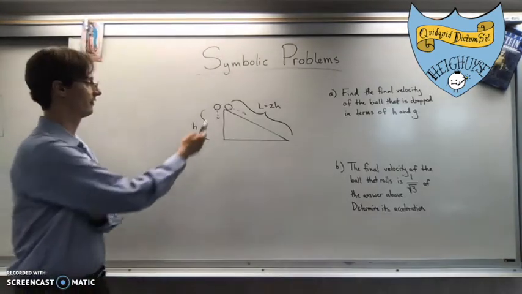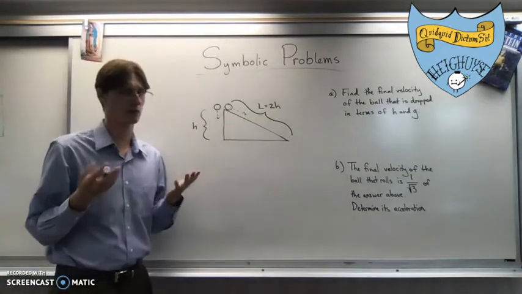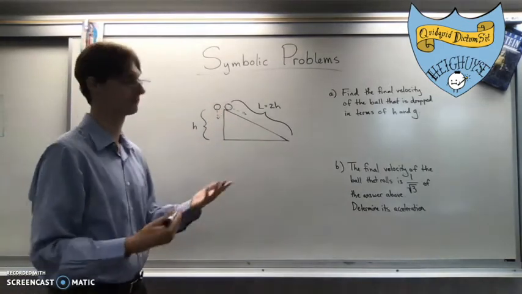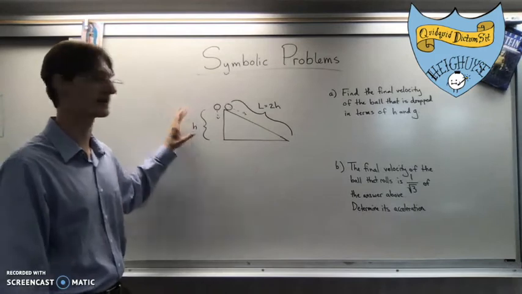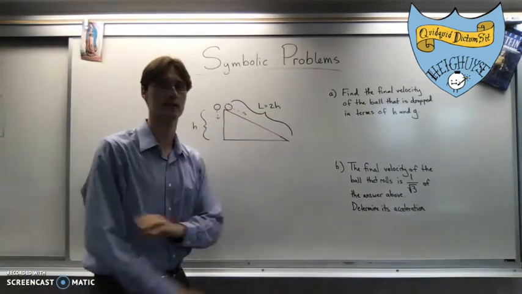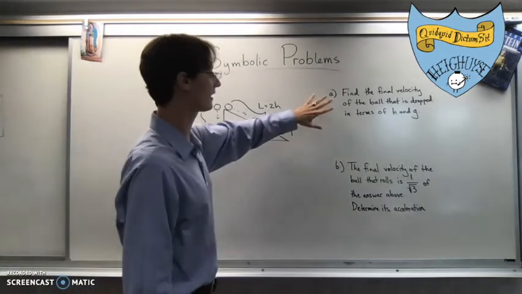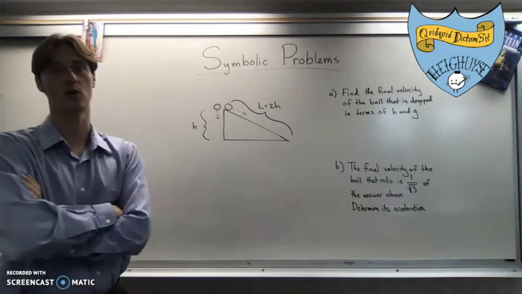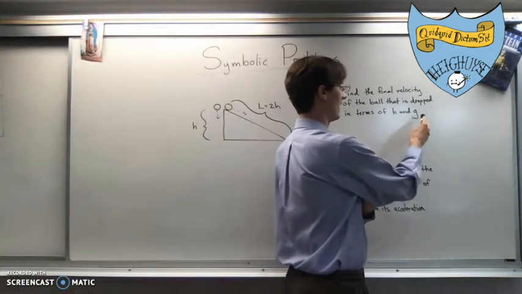So here we have a ball that is going to be dropped off the back edge of a triangle for some reason. All right, and then another one that's going to be rolled down it. All right, and we're told that the height of the incline is h and the length of the incline is 2h. Okay, all right, now part A wants us to calculate the final velocity of the ball that is dropped, and it says in terms of h and g.